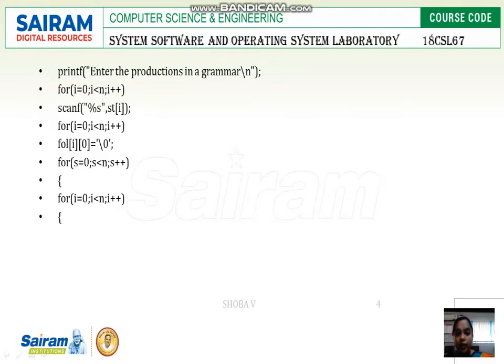So we are going to give the productions in a grammar, and we are using the looping statement to check whether the string is acceptable or not. So for i equals to 0, i less than n, i plus plus, we are going to read a string of i. And again the same thing, we are going to see whether the string operator is incremented or not.